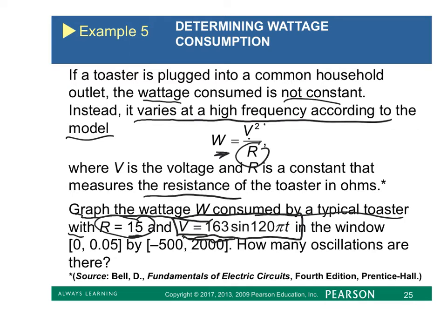The window, this is how he wants us to graph it. How many oscillations will there be between the angle of 0 to the angle of negative 500? He didn't tell me if I was in radians or in degrees. Well, guess what I'd be taking? Did he mention it? Well, I'm going to do it both ways and see which one looks good.